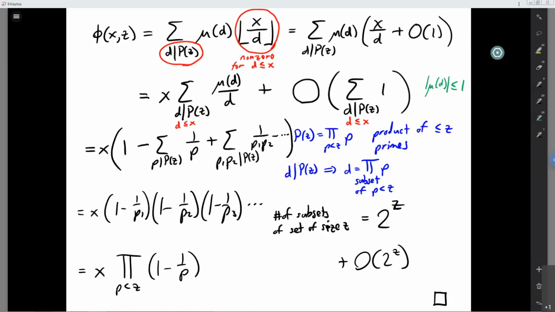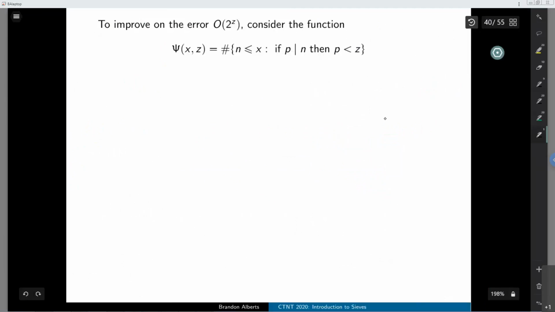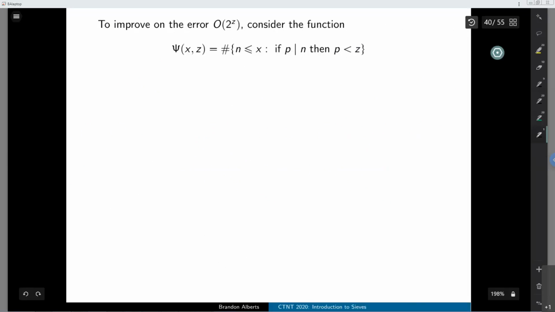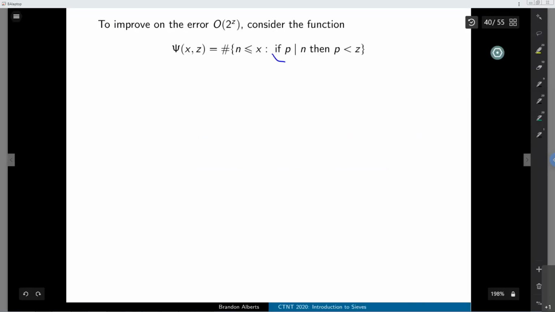So this is where we define something called a z-smooth number. That's what we've got on the next slide here. We use a different Greek letter, psi, and we say this is all the integers less than or equal to x, such that any prime dividing an integer has to be smaller than z. So this condition is saying that n is a z-smooth number. It's only divisible by primes less than or equal to z.